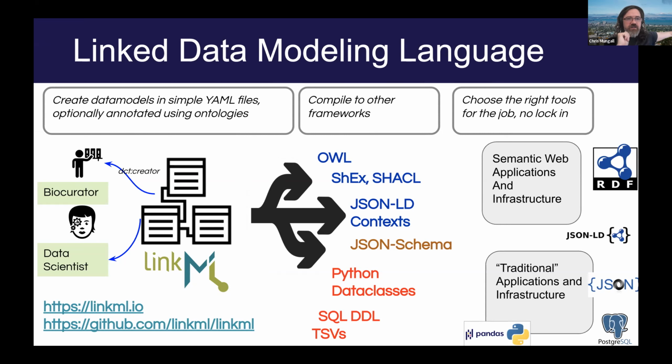And then our strategy is to compile down to other different frameworks. So you can translate these into OWL, you can translate them to RDF shape languages like ShEx and SHACL, to JSON-LD contexts, as well as tooling that's more traditional and more recognizable to your average developer, such as JSON Schema, Python data classes, and so on. And then you can essentially pick the right tools for the job. So you can use parts of the RDF infrastructure where it makes sense, and parts of more traditional infrastructures where that makes sense as well.